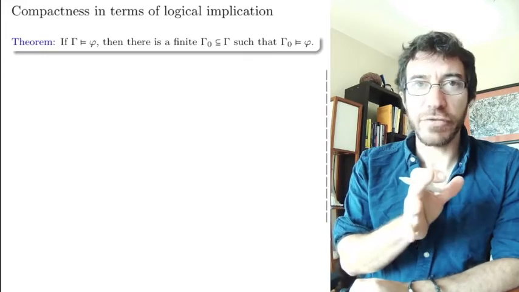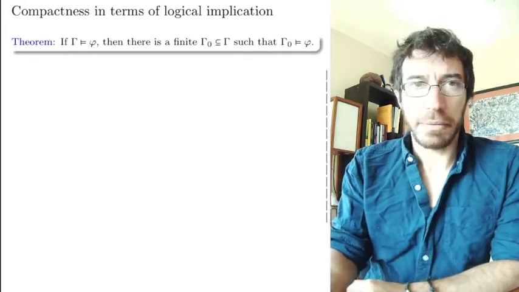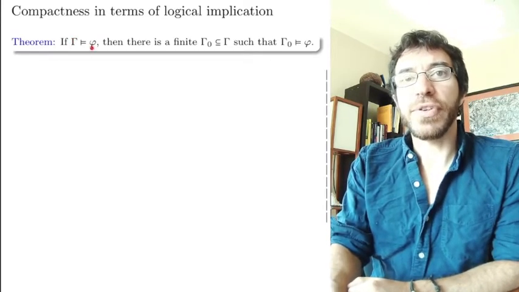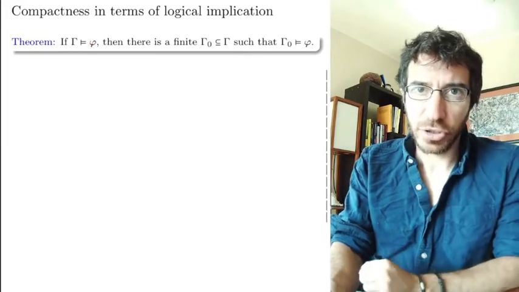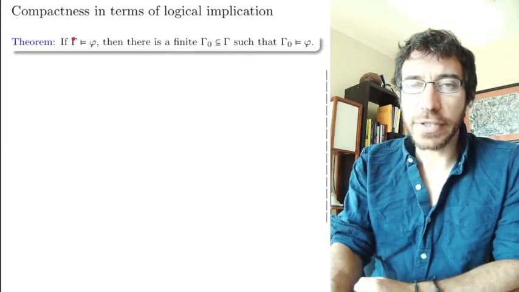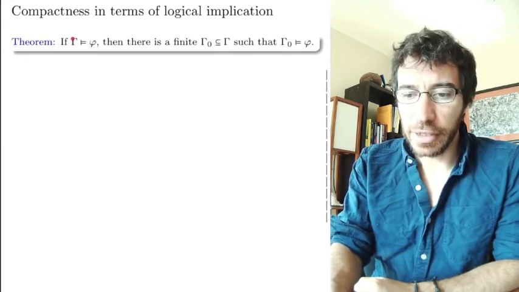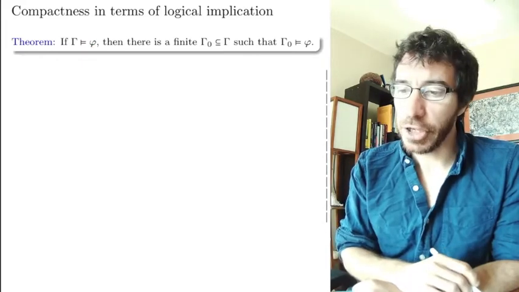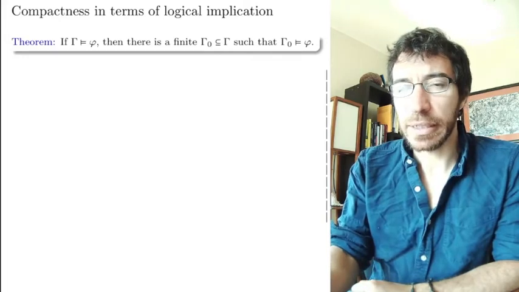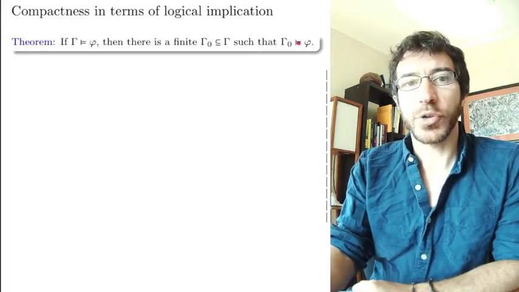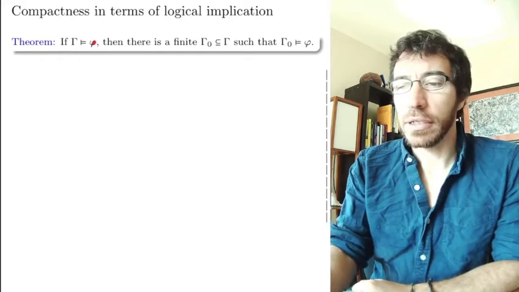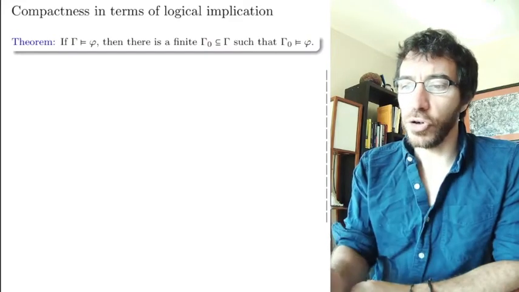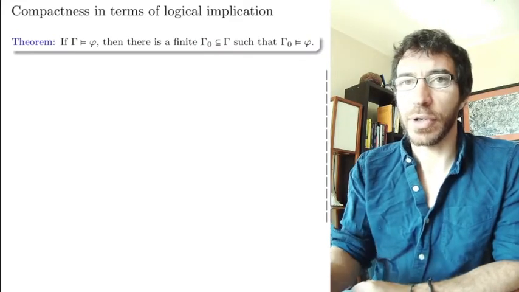So the result says the following. Suppose we have a set of sentences, gamma, and imagine that it's an infinite set of sentences, and that all together imply phi. Okay, so this is a logical implication. So this says that every model of all of the sentences in gamma at the same time, every model of gamma, is a model of phi. Okay, and what the theorem says is that then there has to be a finite subset of gamma that already implies phi. So you didn't need all of gamma to imply phi. This is a finite subset that implies it already, such that all the models of this gamma 0 are already models of phi.